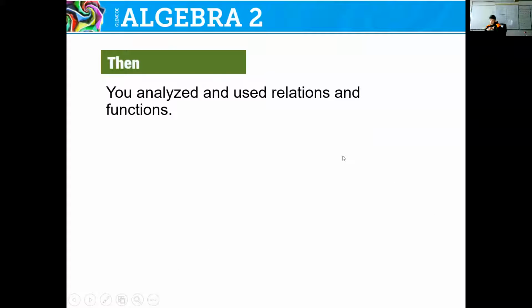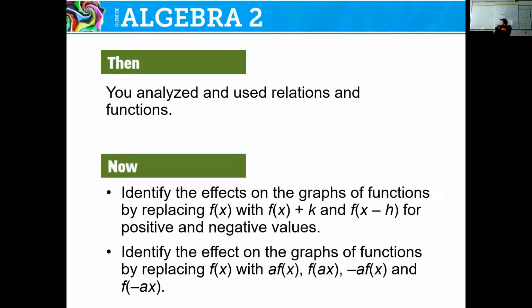Okay, so we've previously analyzed and used relations and functions. What we're going to be talking about today, it says we're going to identify the effects on the graphs of functions by replacing f of x with f of x plus k and f of x minus h for positive and negative values. More or less to sum that up, that top objective is going to be a vertical translation or horizontal translation.